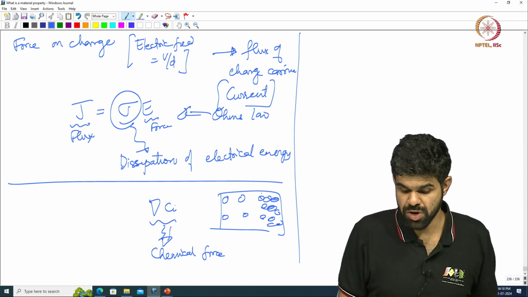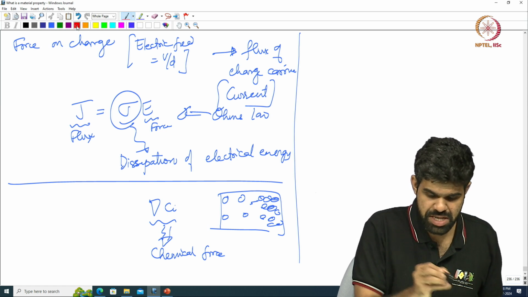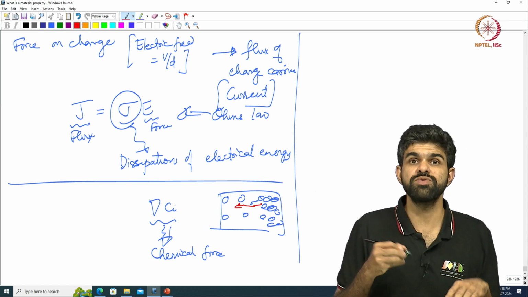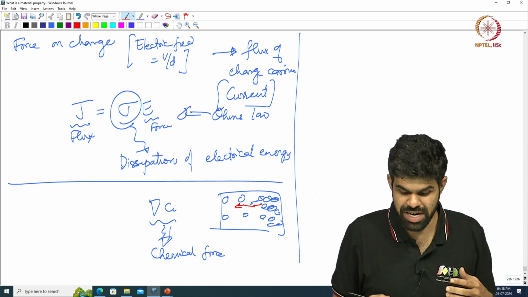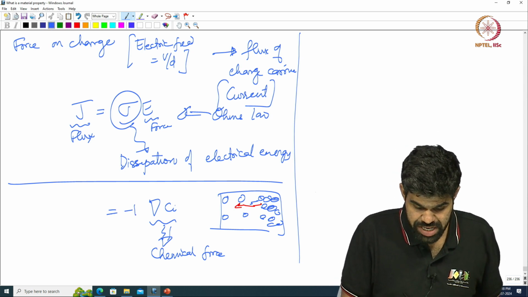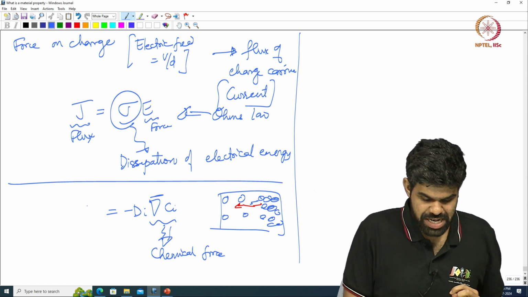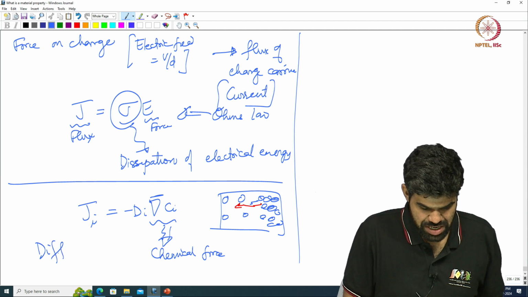Then all these denser molecules will start flowing. Let us just assume this is in the gaseous phase; they will start flowing towards the rarer side. This is nothing but diffusion. So I have minus Di times the gradient of concentration, which is my flux of i. This is the diffusion equation.